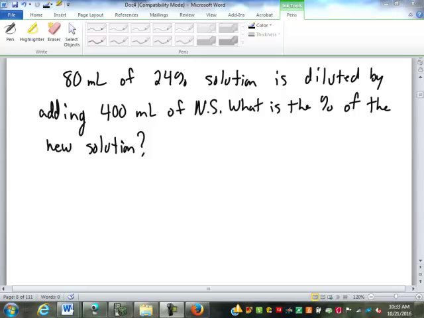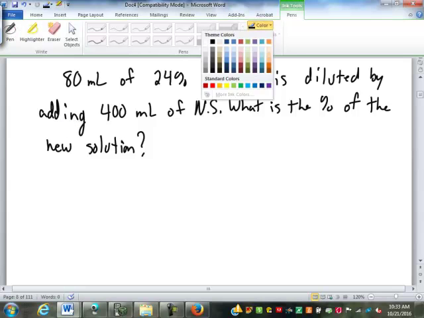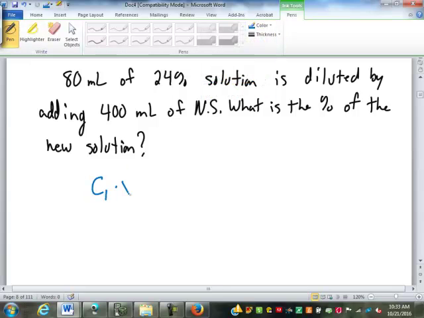Okay, so we have 80 milliliters of a 24% solution. We're diluting it by adding 400 milliliters of normal saline. We want to find what is the percent of our new solution. We could use a dilution here to do this, or at the end of last class, we talked about our concentration adjustment formula, where we had concentration 1 times volume 1 equals concentration 2 times volume 2.